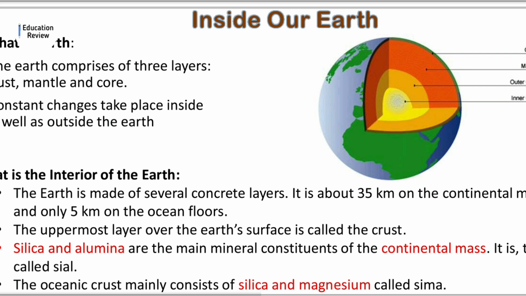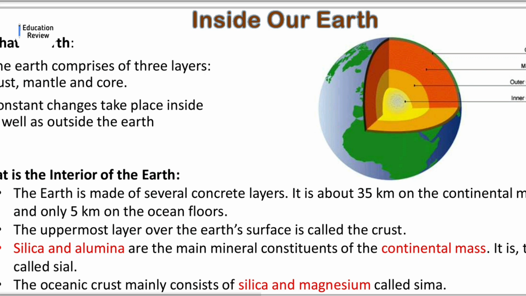Inside our earth. What is inside our earth? There are various sources to study which components are inside our earth. Mainly there are two types of sources: direct sources and secondary, indirect sources. Direct sources are those which come directly out from our earth, like volcanism.